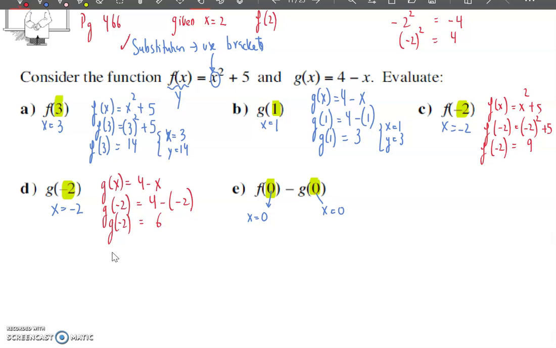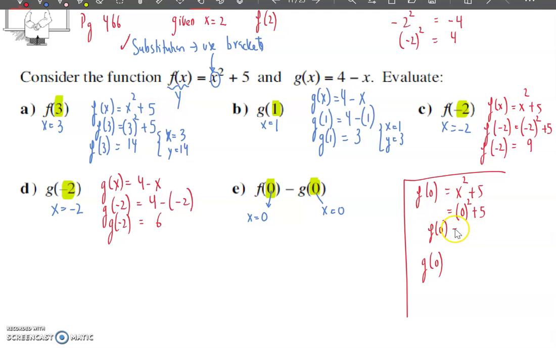What do you do when you have something like e? What you want to do there is you separately find out what f of 0 is, and you find out what g of 0 is, and then bring those values down here again. So in the function of f of 0, the function is x squared plus 5. So for x, you're putting a 0. So f of 0 is actually just 5. So you would say that this entire thing is 5.